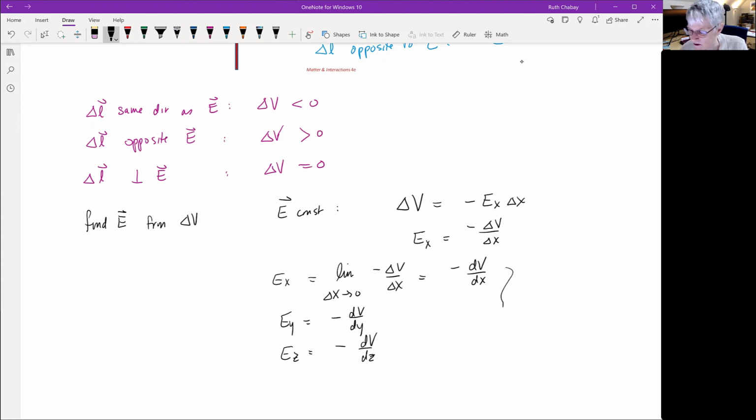And this is a technical term, it's called the gradient. So the gradient is made of spatial derivatives.